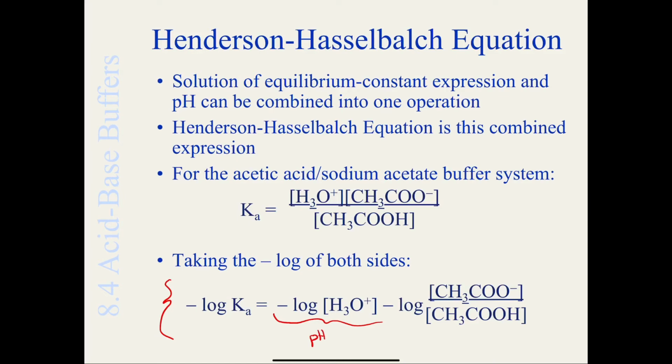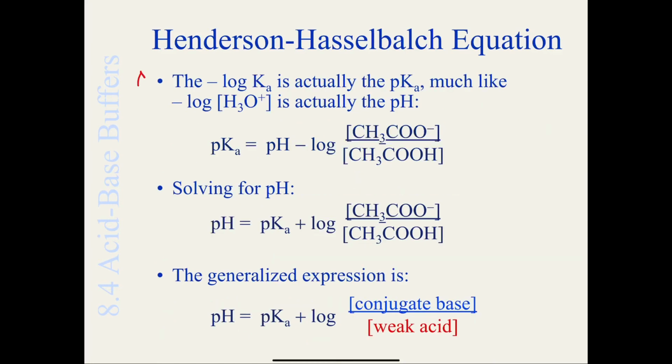And we're going to look at how we define minus log of Ka. And the minus log of Ka is actually the pKa, just like the minus log of the concentration of hydronium is the pH. Now we can rewrite our expression. pKa is equal to pH minus the log of the concentration of our conjugate base divided by our acid.